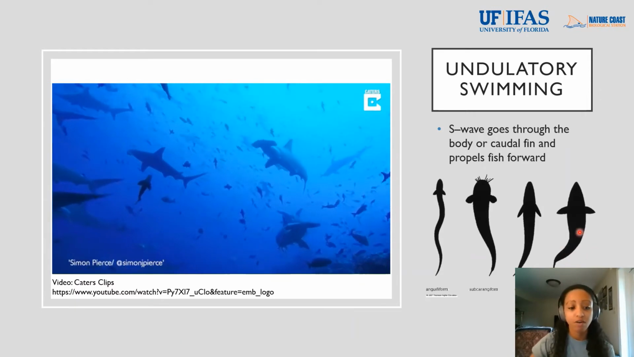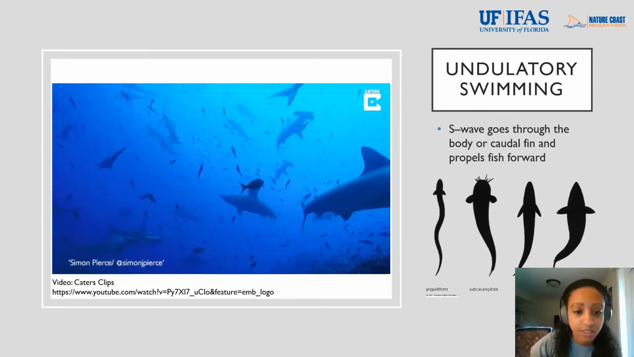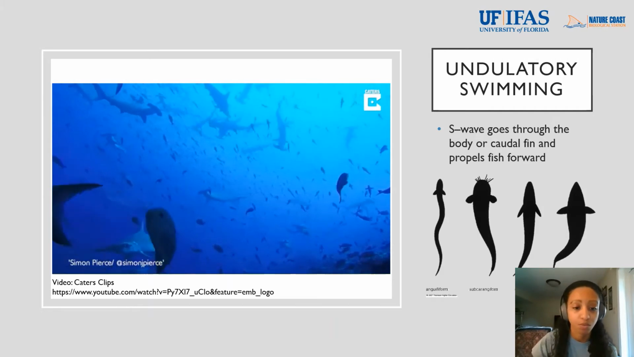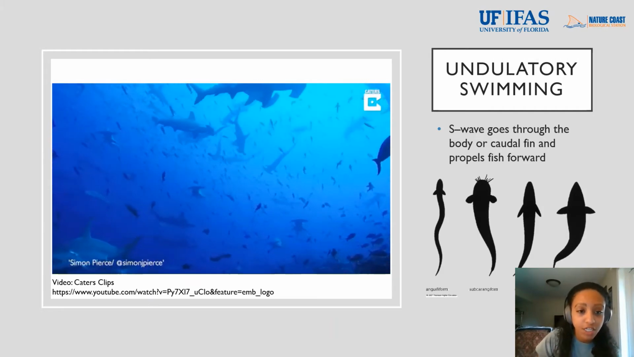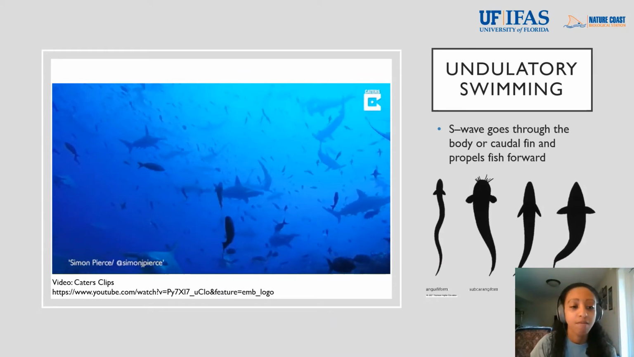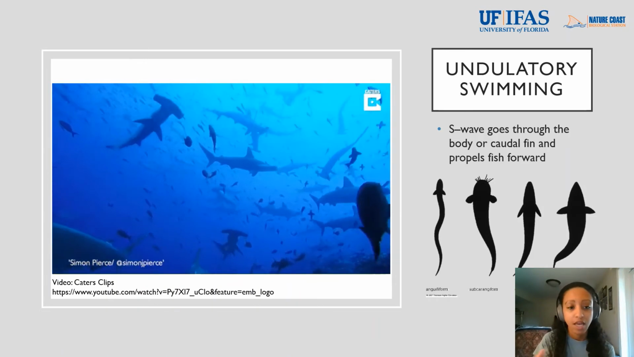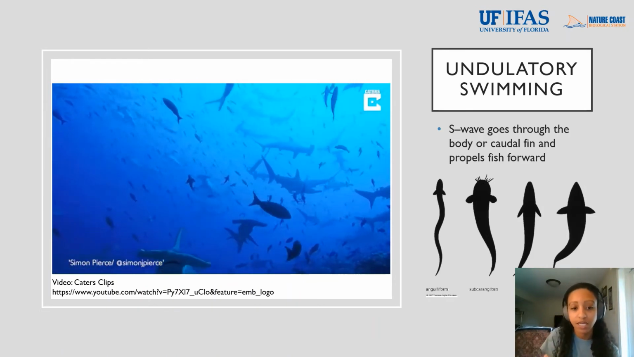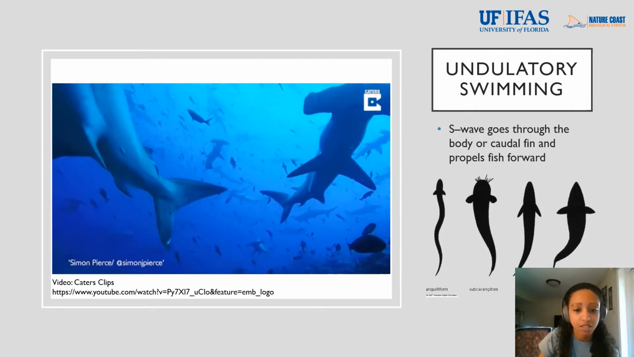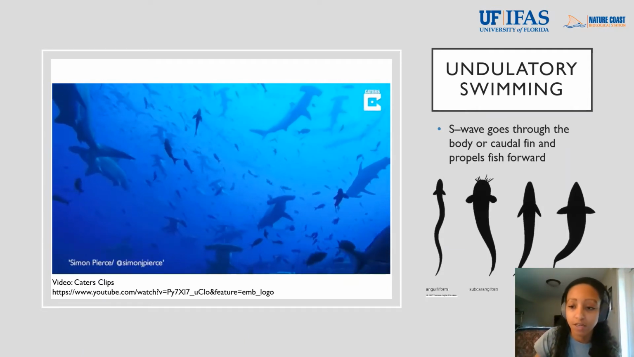There are different modes, but we can look at this video of some sharks swimming, and you'll be able to see them swimming through the water. Both the fish and these hammerhead sharks are using undulatory swimming. You can see they're cruising along, and the last part is their tail, so their tail whips around the fastest. But look at this shark right here. You can see that S wave moving through their body.